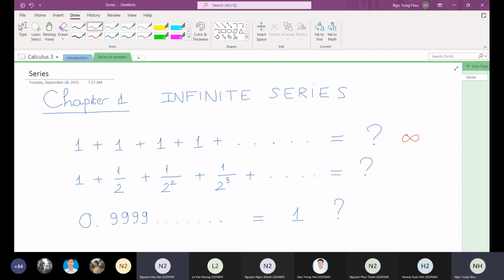One plus 1/2 plus 1 over 4 and plus 1 over 8. What is this number? 2. Right, that's correct. Very good. And how about the third question? Is it true or false? True, right? Okay, very good.